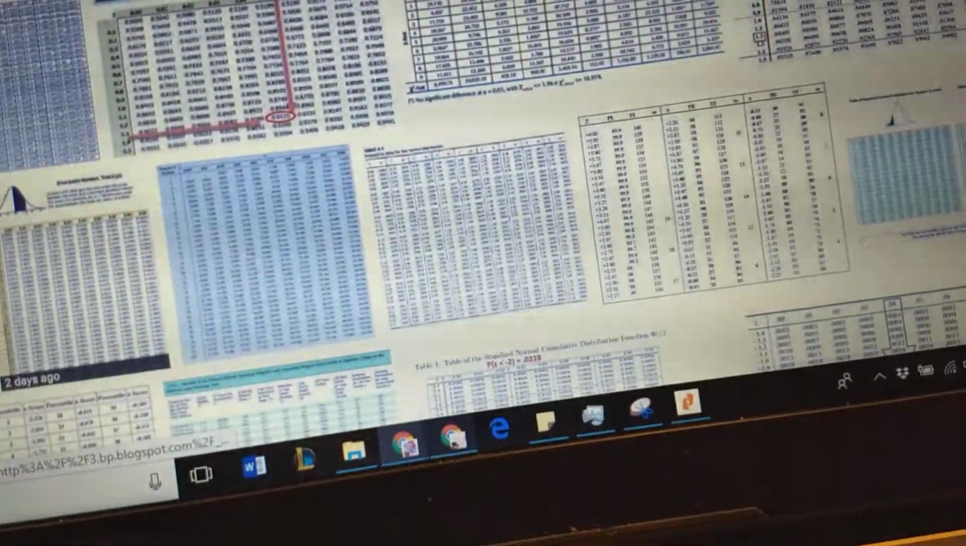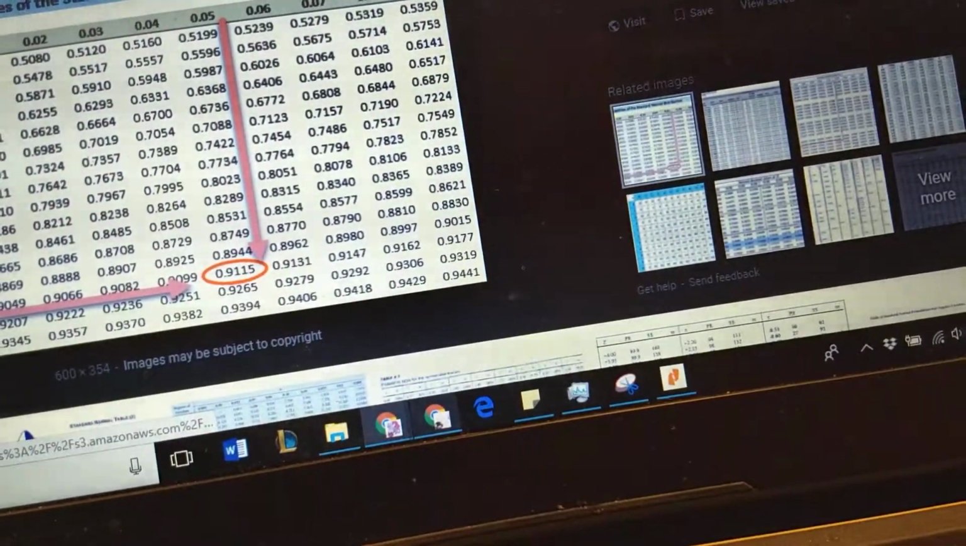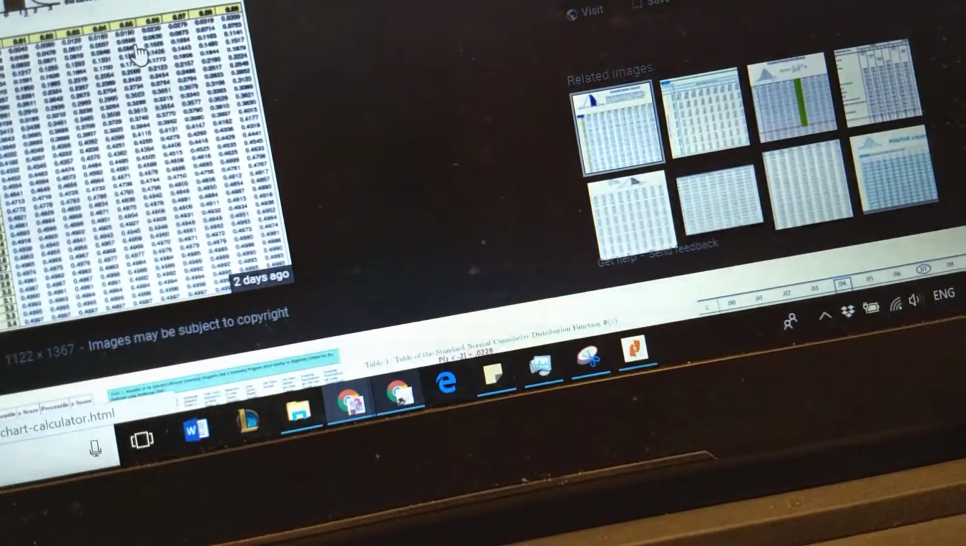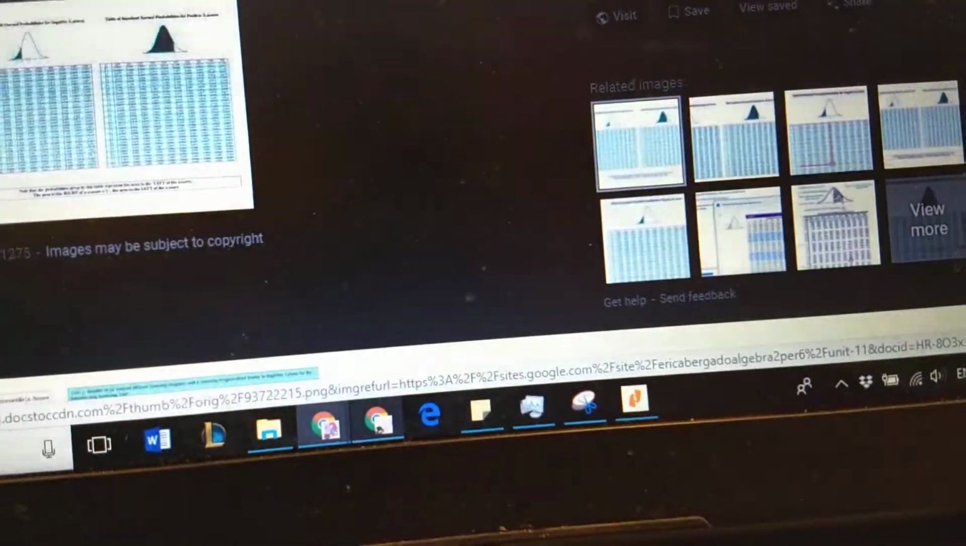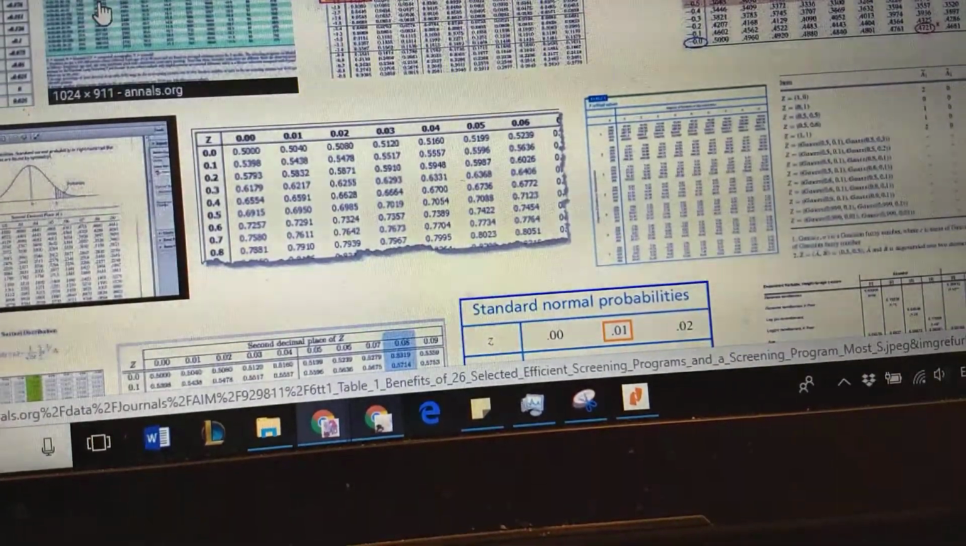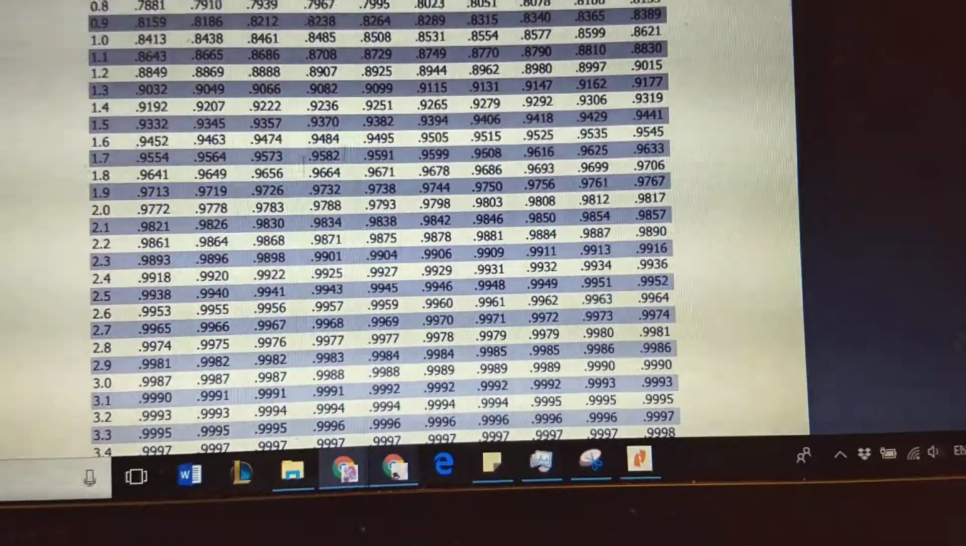I'm having a bit of trouble here finding a good one. Good heavens. Sorry about this. Okay, let's just pause. Sorry about how long that took, but here we have a functioning one.